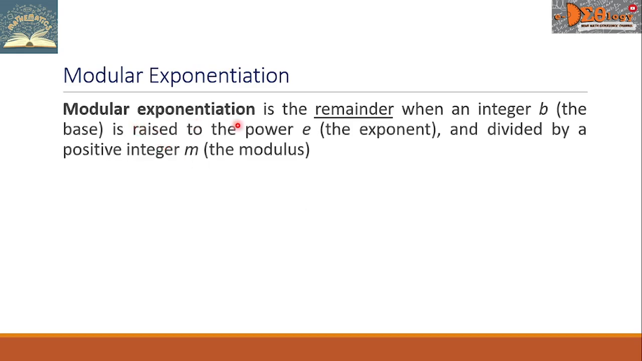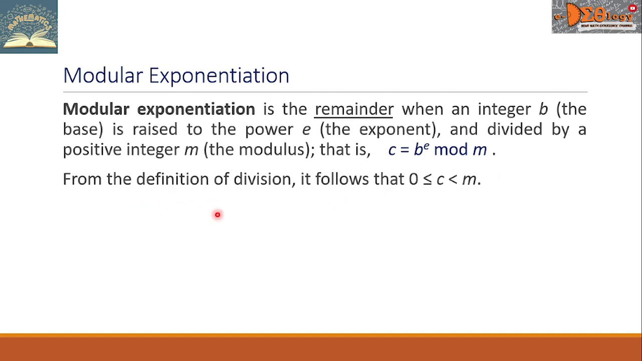Modular exponentiation is the remainder when an integer b, the base, is raised to the power e, the exponent, and divided by a positive integer m, the modulus. That is, c equals b raised to e mod m. From the definition of division, it follows that c is between 0 and m.